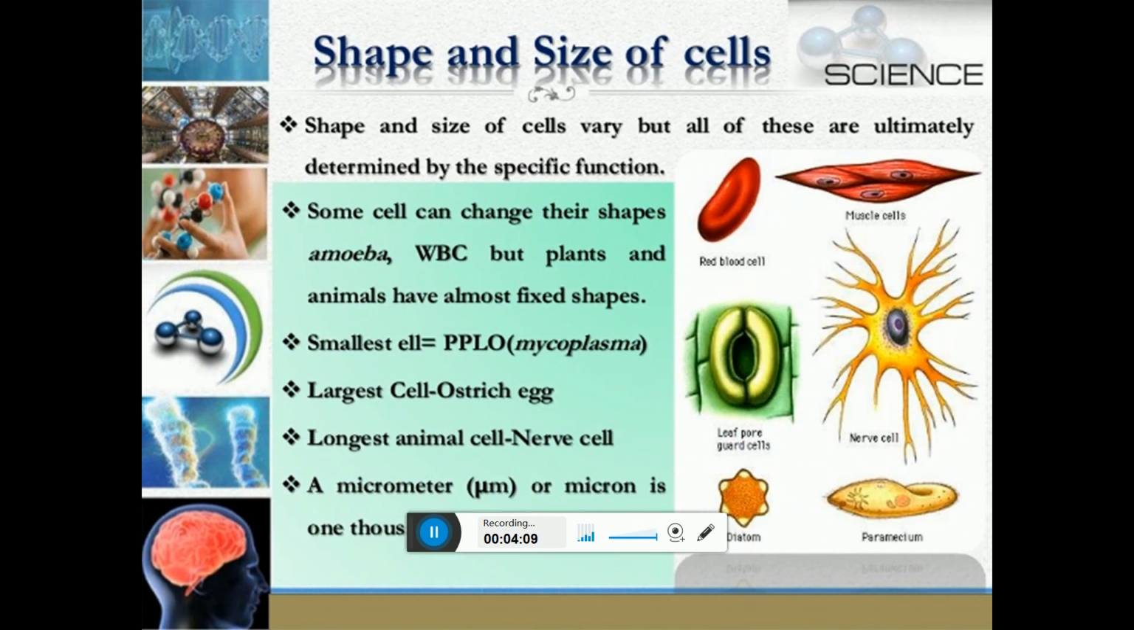Let's talk about the shape and size of the cell. The size of the cell varies in different organisms. In the living world, the smallest organism is Mycoplasma gallisepticum. The largest unicellular plant cell is a marine alga named Acetabularia. The smallest cell in the human body is the lymphocyte and the longest cell is the nerve cell.